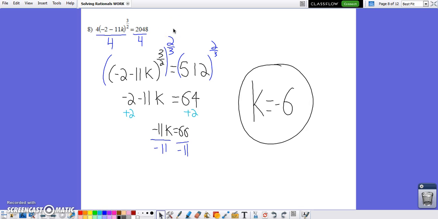All right, 8. 8 here. I first must divide by a 4. That gets to be 512. Now the reciprocal of 3/2 is 2/3. I take that to both sides. That gets me 64. That gooey nougaty center falls on out. That's negative 2 minus 11k. I'm going to add that 2 to both sides. Negative 11k equals 66, and divide by negative 11.